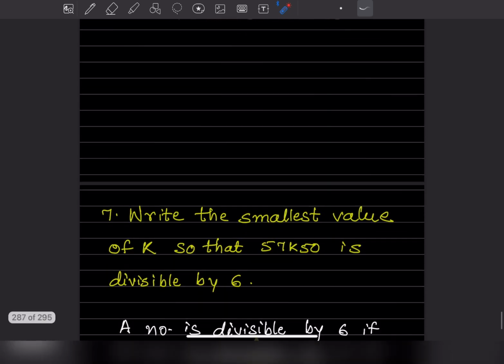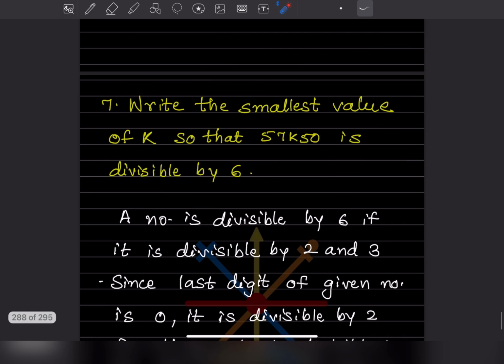So we have already done a few examples in the previous video. You can have a look at it, and today we'll start with question number 7 of the same. Write the smallest value of k so that 57k50 is divisible by 6. We have to find the value of this k.